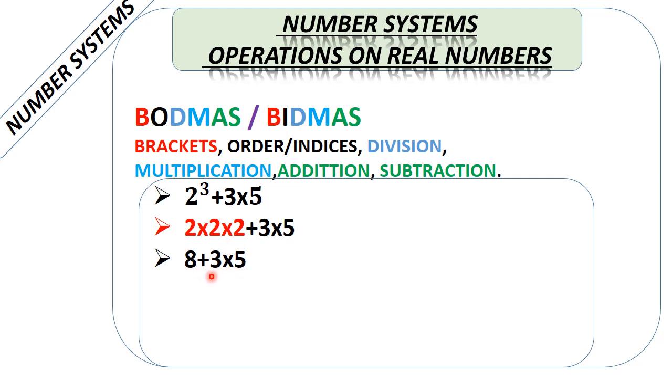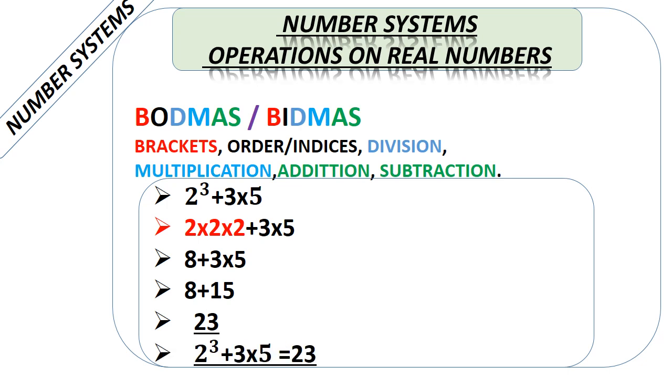The next is addition and multiplication. Which one do we go with first? Again, multiplication. So we have to multiply this first. 3 times 5 is 15. That's going to be 8 plus 15. 8 plus 15 is equal to 23, and we can conclude that 2 power 3 plus 3 times 5 is equal to 23.